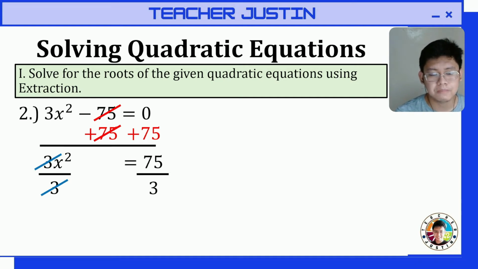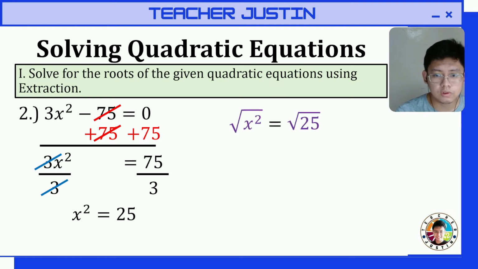Okay, so ang matitira sa left side will be x squared. Ang matitira sa right side will be 75 divided by 3, which is 25. So ang equation natin, it will be x squared is equal to 25. Next, let's remove the exponent 2. So para matanggal natin yung exponent na 2, we have to get the square root of both sides.